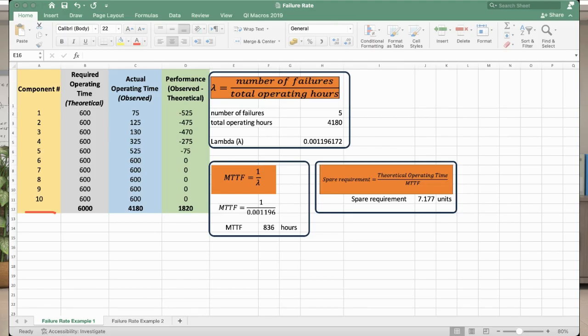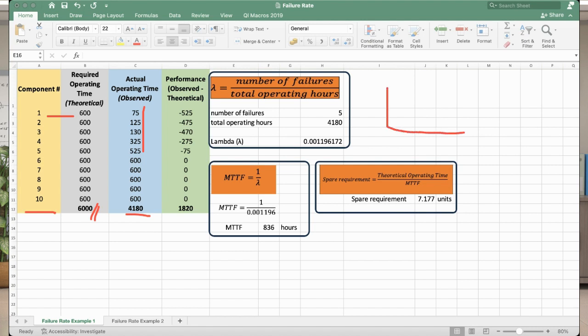I have 10 components. Each component has identical attributes. Each of them has a 600 capacity, which is a total of 6,000 capacity hours, operating hours. As opposed to 6,000 operating hours, the actual observed operating hours is unfortunately less than 6,000, which is, as you see here, 4,180, because the first 5 equipment have some defects. That's why they couldn't achieve 600 operating hours.